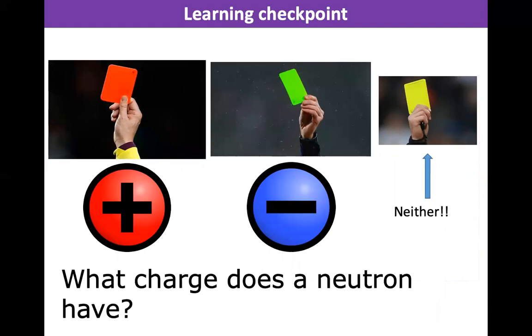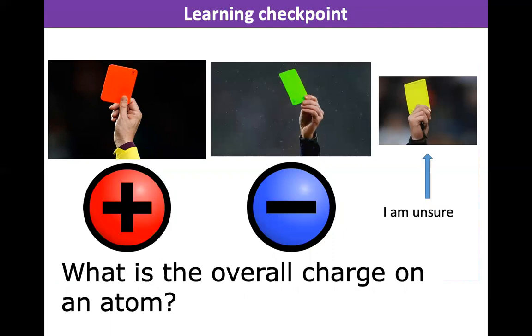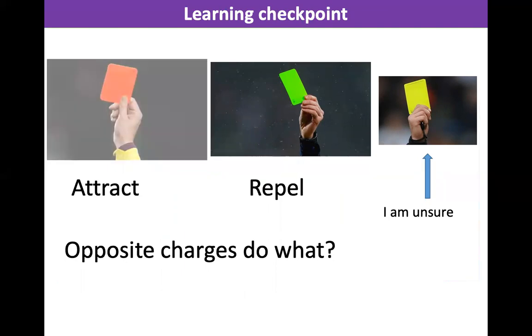Next question. What charge does a neutron have? This was a trick question. If you said neither, you are correct, because neutrons have the neutral charge. They have no charge. What charge does an electron have? If you said negative, you are correct. What is the overall charge of an atom? If you said, I'm not sure, you're correct, because it's neither, it's not positive or negative, it is neutral, so they have a neutral charge. What do opposite charges do? They attract.